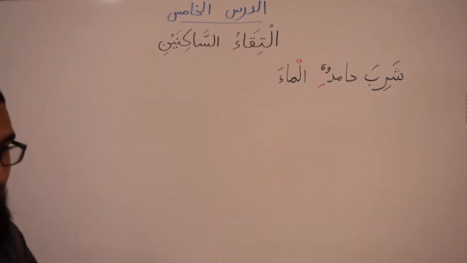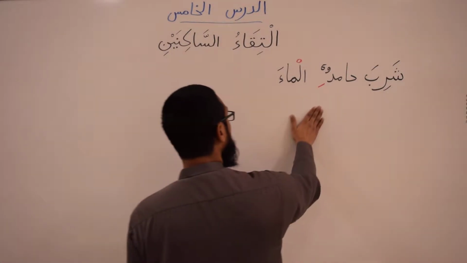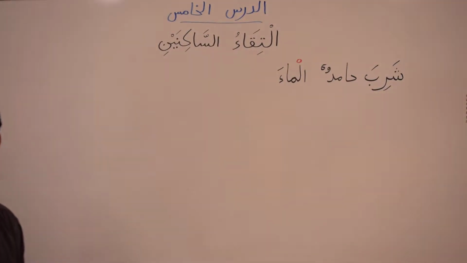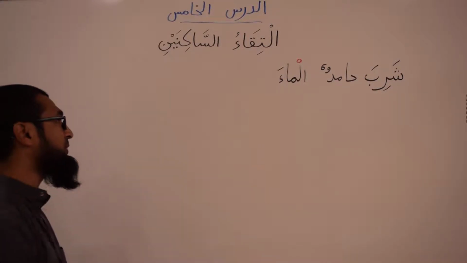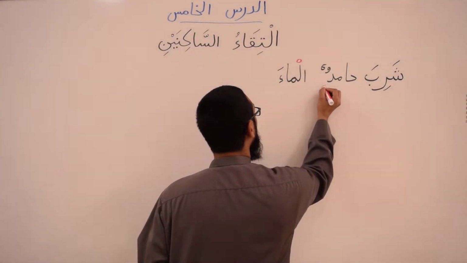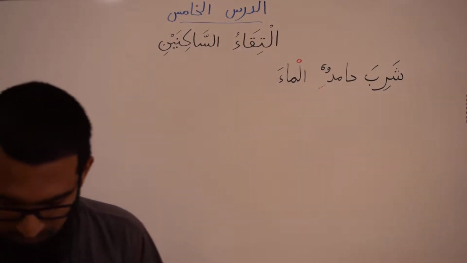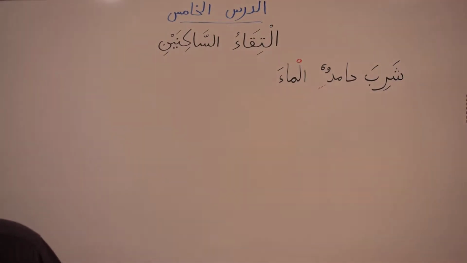Shariba hamidun il-ma'a. Now, a lot of times it's not going to be written. You need to know that. Hamidun, then there comes a sukoon. It should be hamidun il-ma'a. I'm just going to put it here, but sometimes you will not see it. Another example.